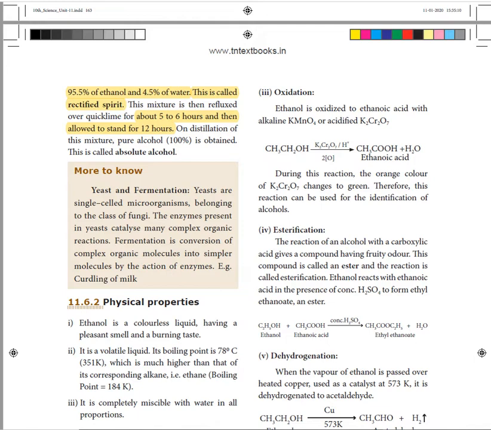They may ask what absolute alcohol is: 100% pure alcohol. They may ask what rectified spirit is: a mixture of 95.5% ethanol and 4.5% water. So the manufacture of ethanol contains 4 steps. We can recapitulate: dilution of molasses, addition of nitrogen source, addition of yeast, and last, distillation of wash. In the last step we get 100% pure alcohol, that is absolute alcohol. Then we shall proceed to the physical properties.